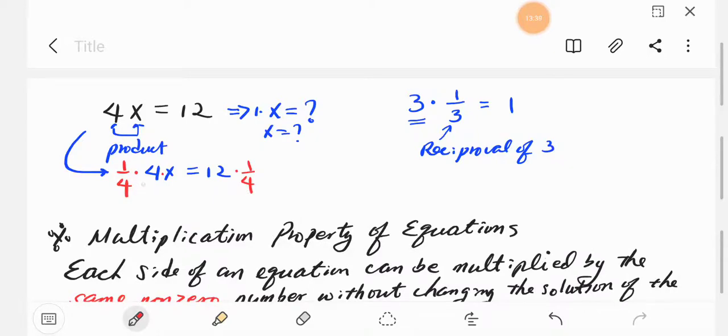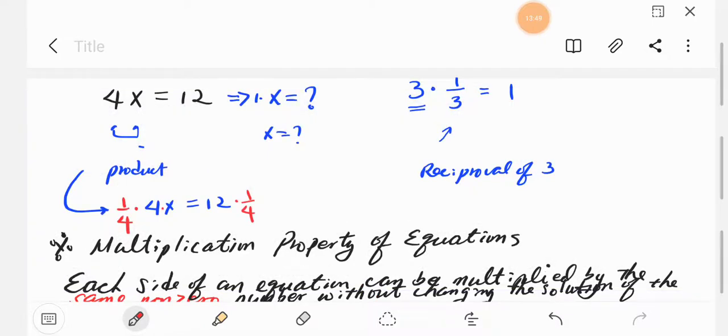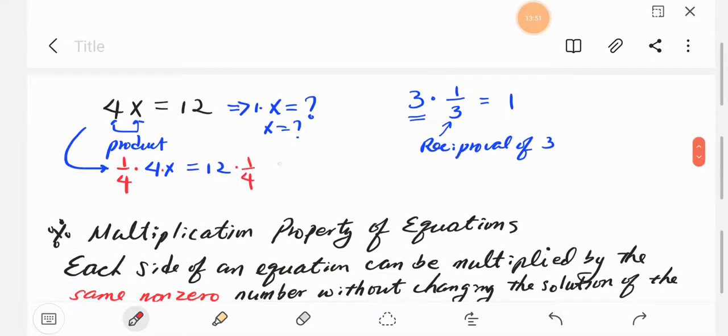Then what happens? 1 over 4 times 4 becomes 1. So this will be equal to 1 times x is equal to 12 divided by 4. 12 times 1 over 4 means you divide it by 4, right? So that is equal to 3. So finally, x is equal to 3.